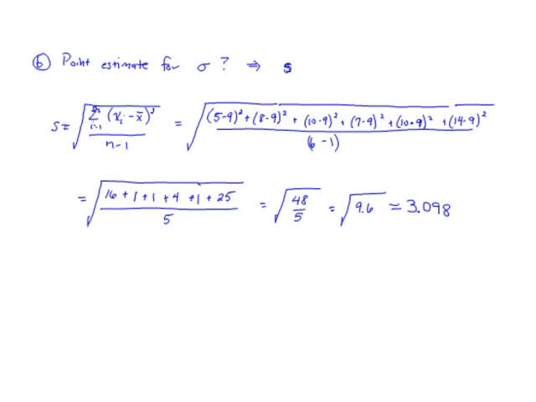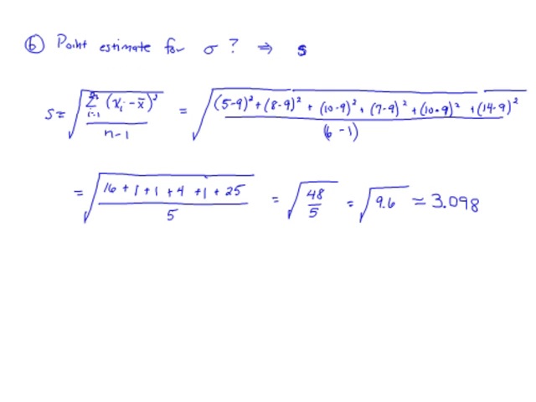So here we see that we get the square root of 48 divided by 5, or the square root of 9.6, which gives us approximately 3.098. And that is our point estimate for the population standard deviation. And that concludes exercise 7.11.